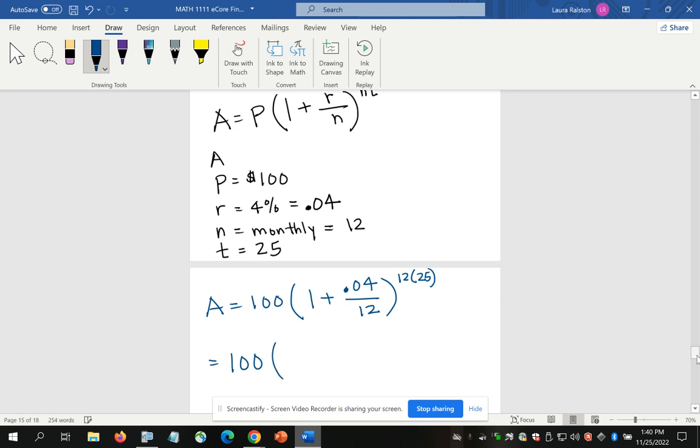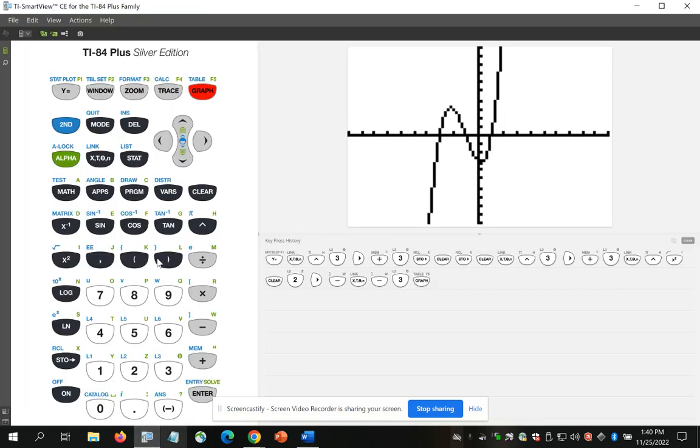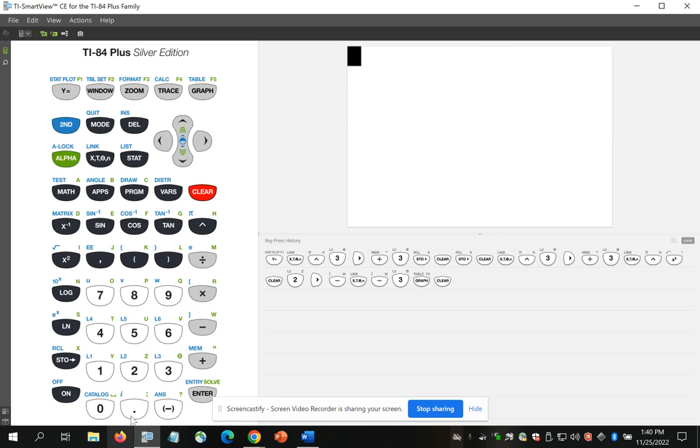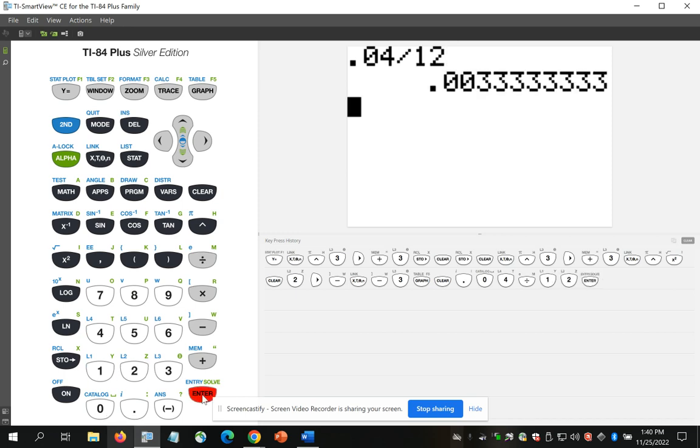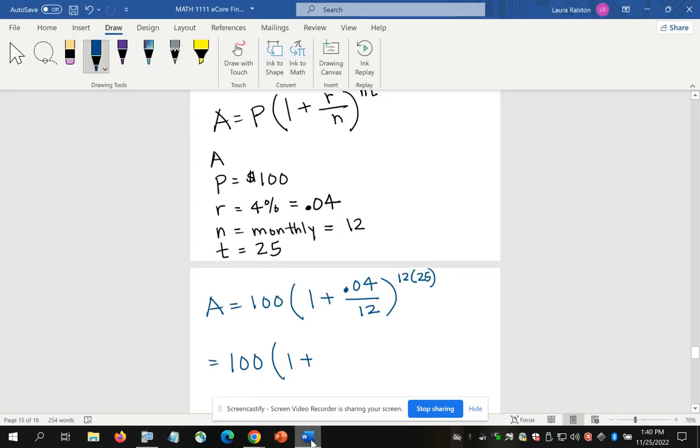Okay, I'm going to work it out piece at a time. We would start with the parentheses. So we would have 1 plus 0.04 divided by 12, which is 0.003333. Okay, so we have 0.003333, repeating, raised to the 12 times 25. Okay, so I'm going to multiply 12 times 25, which is 300.